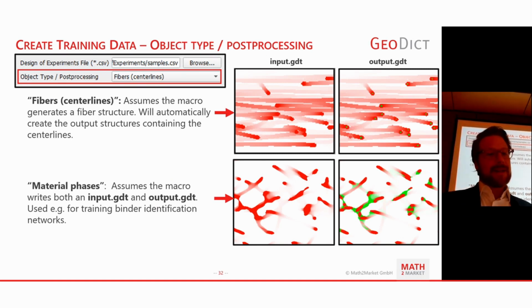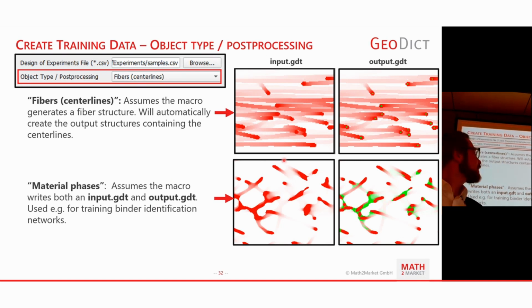Now, the other option is called material phases. This is meant for taking a binary image again, but segmenting a material phase. Assume you have a micro CT scan of a fiber structure which has binder content in it, and you cannot, by gray value alone or by any other traditional segmentation methods, distinguish between the fibers and the binder material. So you have a structure like here on the left-hand side. What you can do then is generate synthetic structures with FiberGeo again, use the add binder functionality to add the binder in a different color, and use that as training data for Geodict AI.